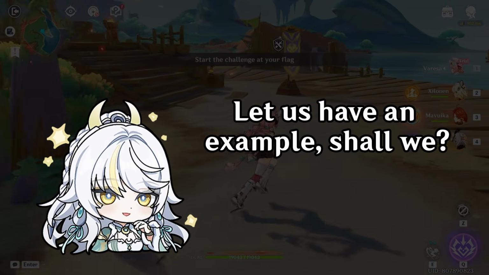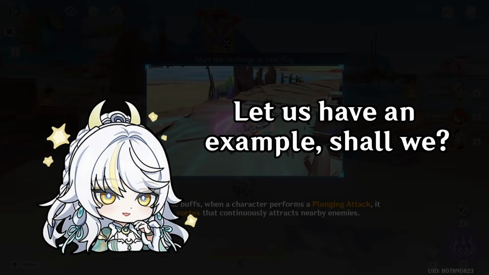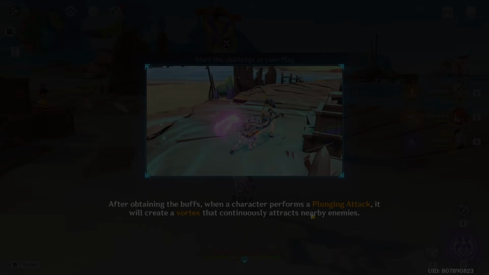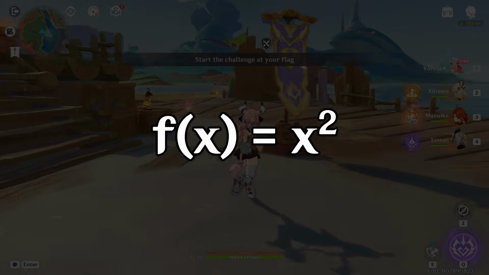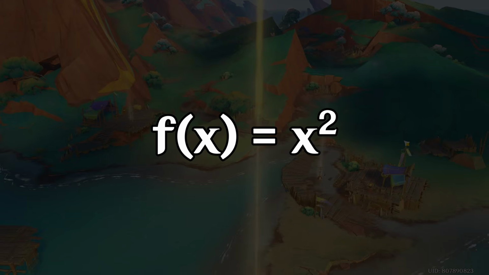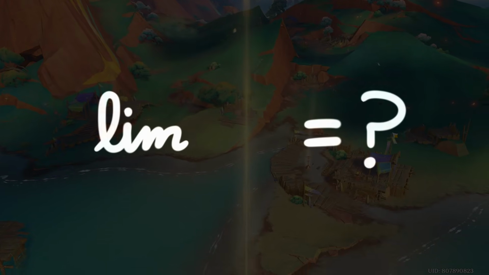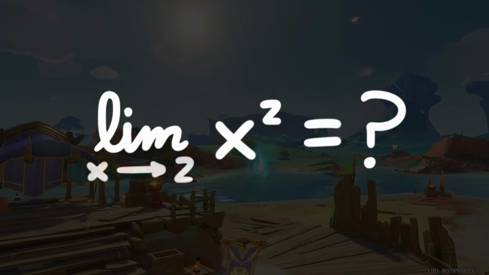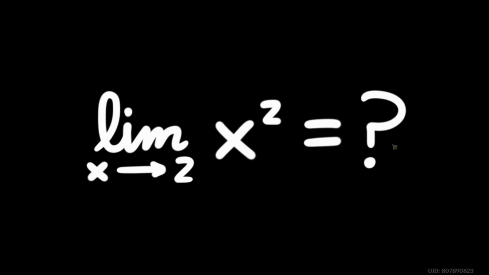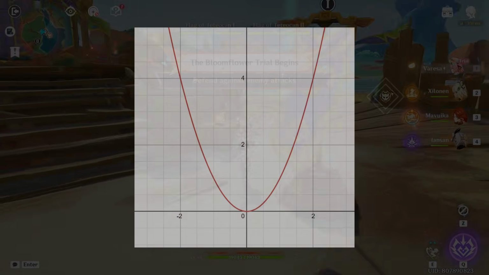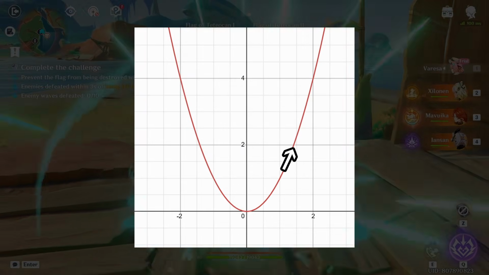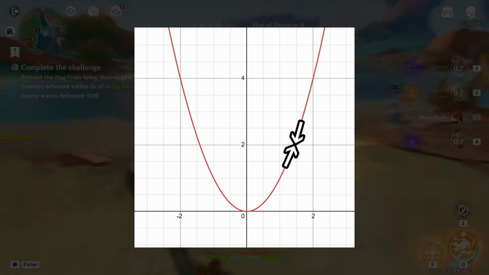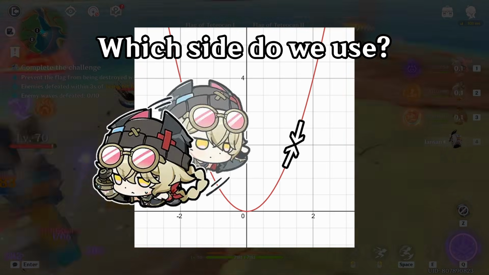Let me elaborate on what we mean by approach. Consider a simple function f of x is equal to x squared. I want to calculate the limit of x squared as x approaches 2. But notice that we can approach from the left or the right. So which direction do we come from?